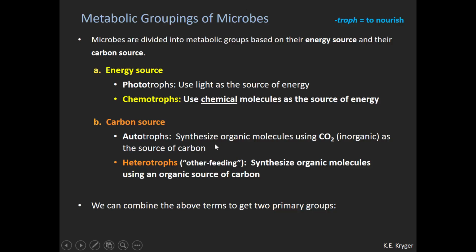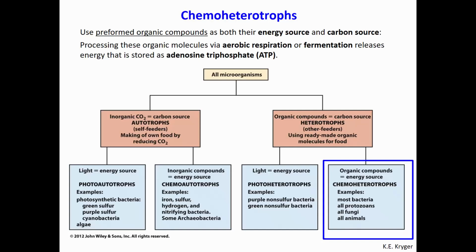Then there's carbon source, right? All organic organisms or molecules require carbon. So autotrophs synthesize organic molecules using CO2 as their source of carbon. So they're self-synthesizers. With heterotrophs, hetero just means other, so literally it's the other feeding. And so they synthesize organic molecules using an organic source of carbon. When we combine the two terms, we get two primary groups.